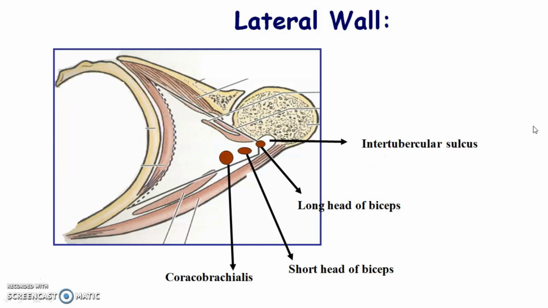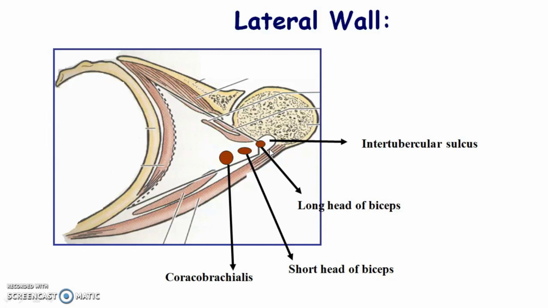Now we will move on to the next boundary, that is the lateral wall. So again you have to orient this carefully: medial, lateral, posterior and anterior. Now this is considered as the lateral wall because we have the humerus here. So this is a cut section of the humerus, and here the lateral wall of the axilla is formed by three important muscles passing through a sulcus present in the humerus.